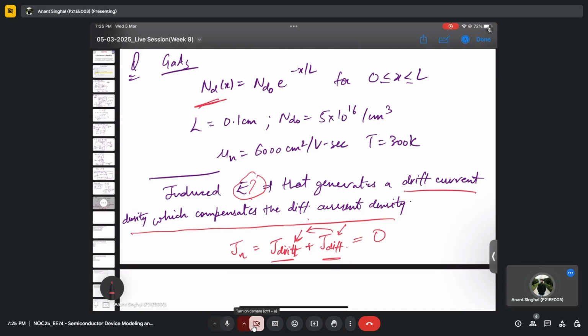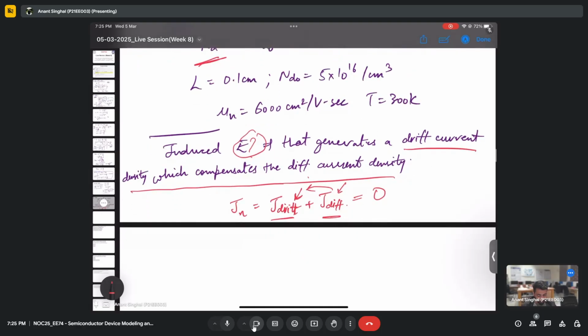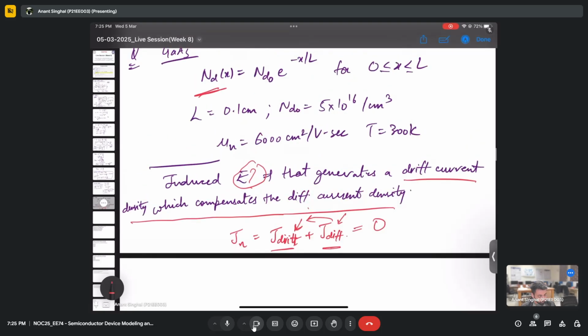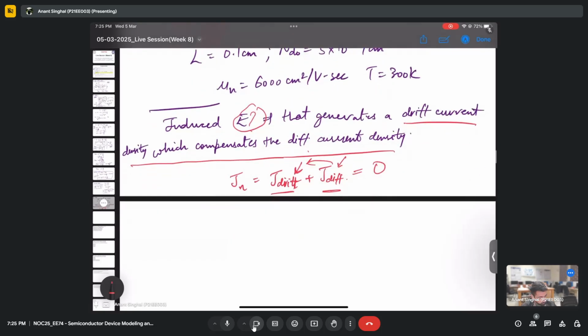Any progress made? Okay, so let me also try to solve it side by side.